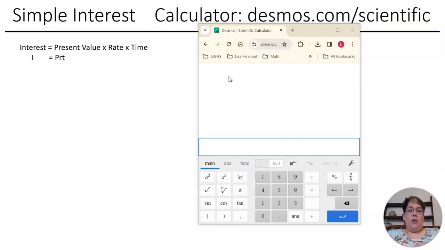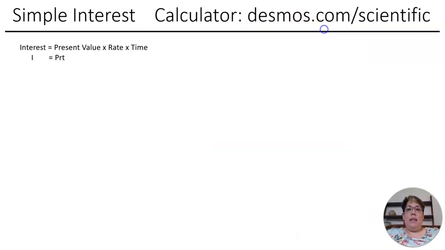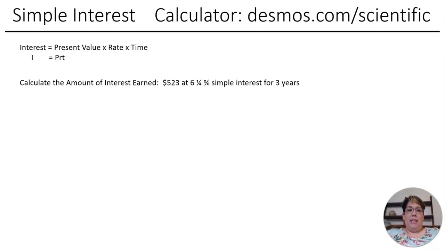So we're going to start out talking about simple interest. And you're probably familiar with this particular formula. You've probably seen it before: interest is equal to the present value, or you may have heard it referred to as the principal, times rate times time. Rate is always typically given as a percentage, and time is given in years. That's a very simple formula. Let's look at an example.